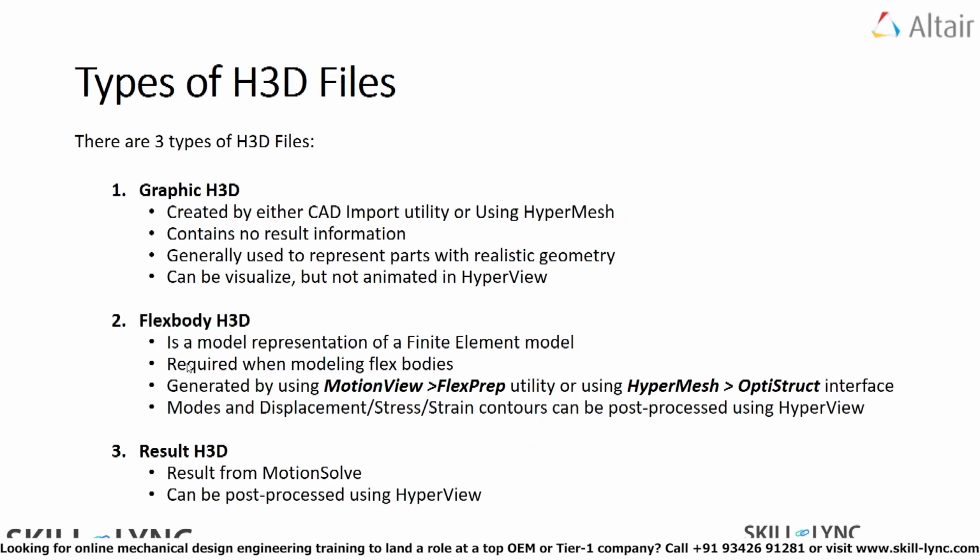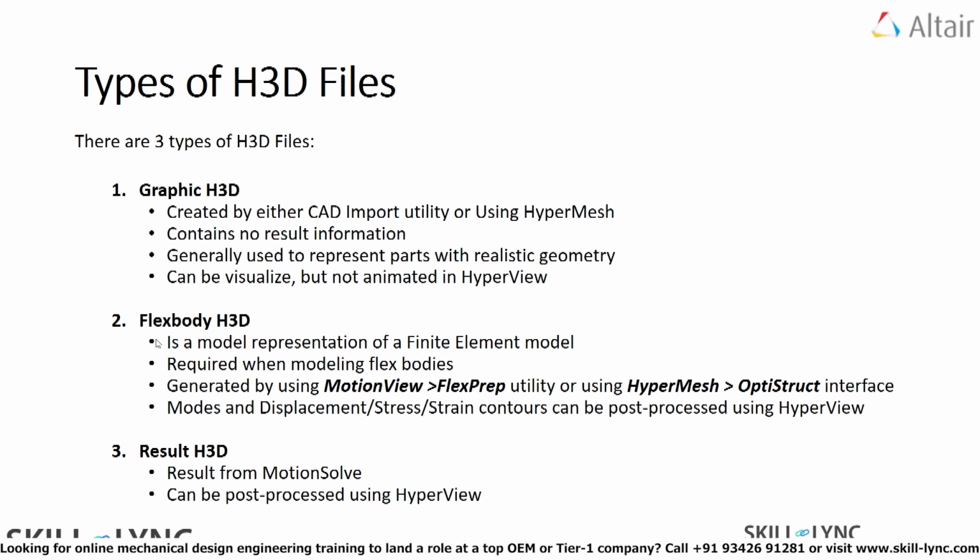Now let me briefly explain the H3D files. There are three types of H3D files: the graphic H3D file, the flex body H3D file and the result H3D file. It is very crucial to understand the differences between the three types. Graphic H3D is created either by the CAD import utility or by using HyperMesh. It does not contain any result information, and generally it is used to represent parts with realistic geometry. It is useful for visualization, but it cannot be animated in HyperView.